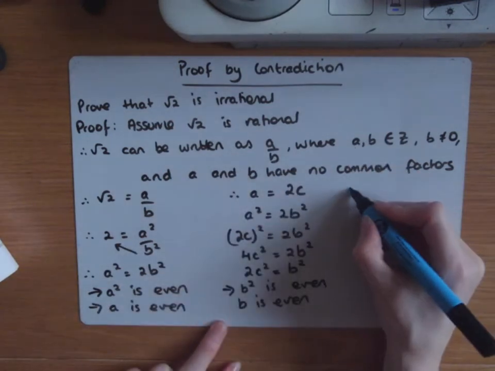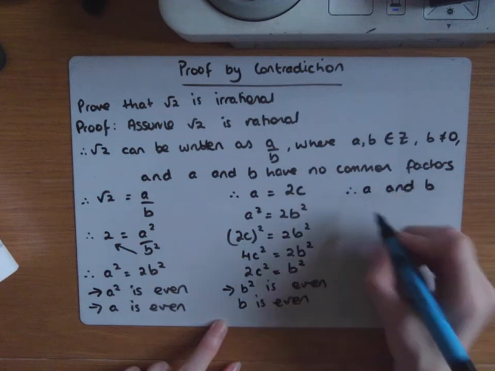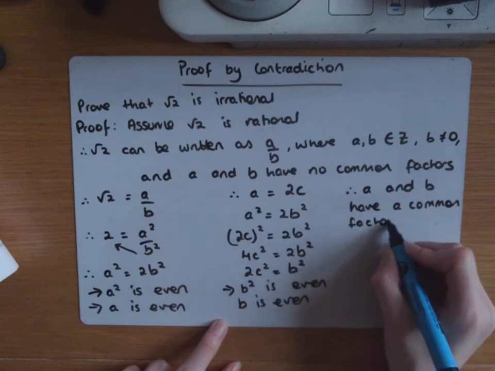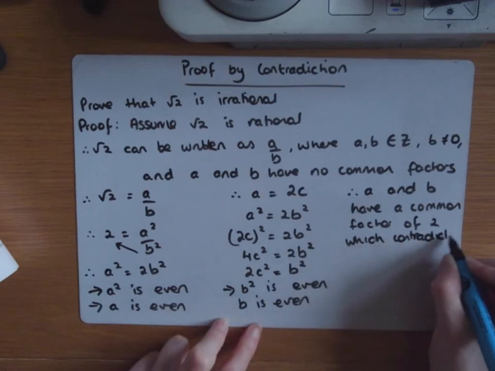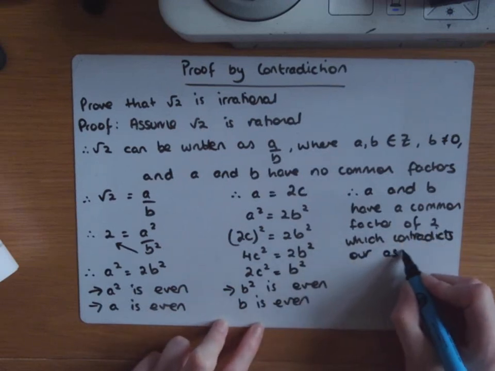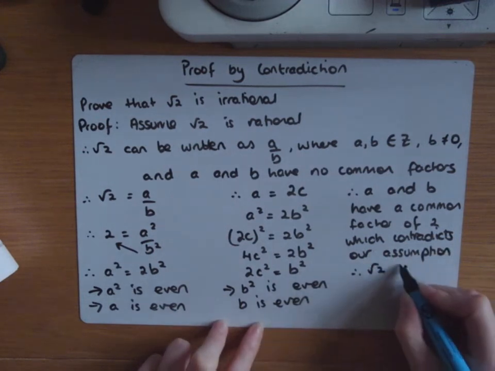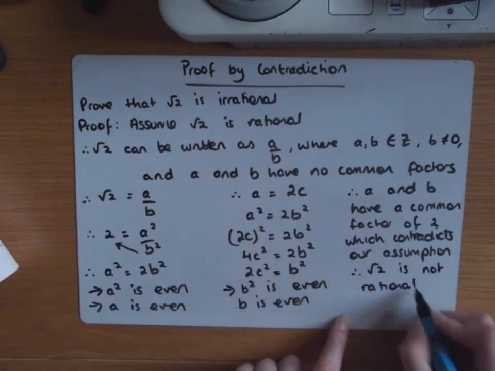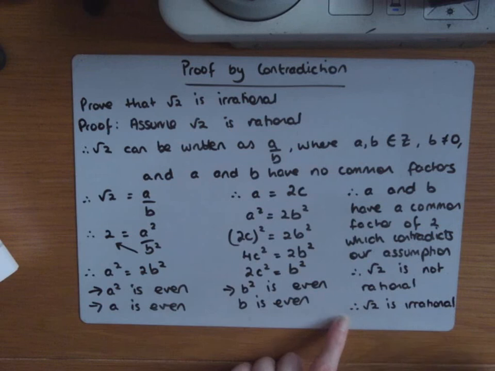After this you write: a and b have a common factor of 2, which contradicts our assumption. Therefore root 2 is not what we assumed. We assumed it was rational. Root 2 is not rational. Therefore root 2 is irrational. So you literally learn that off.